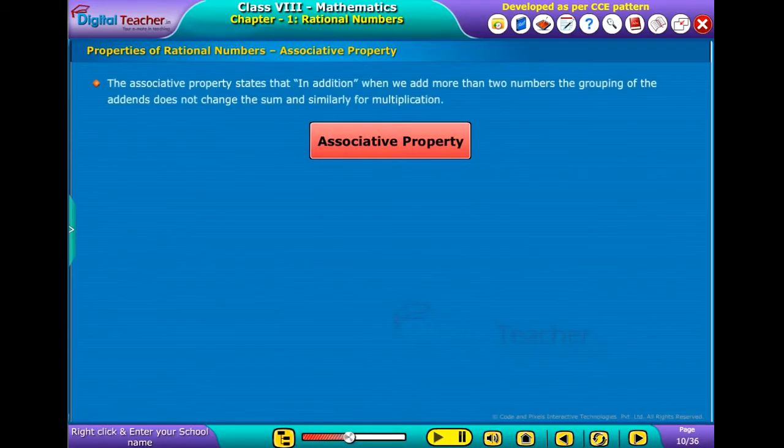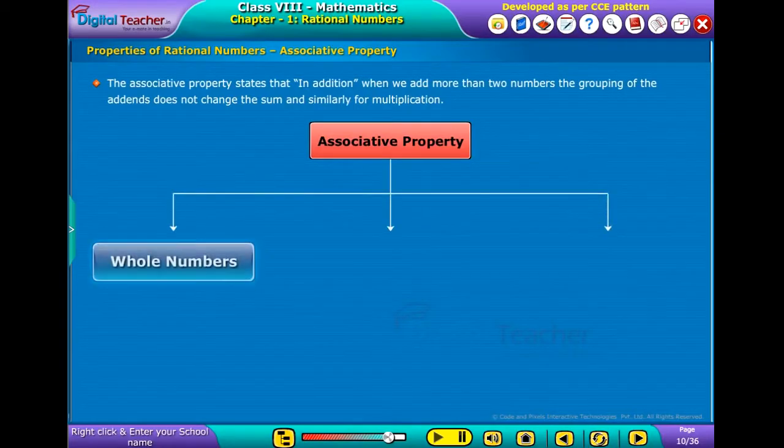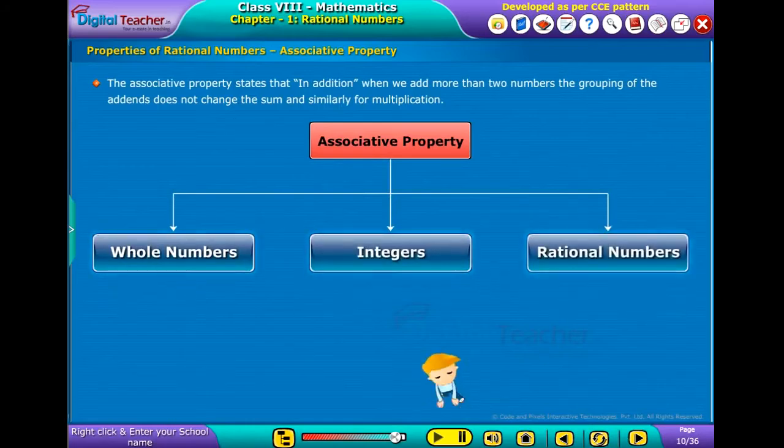Now, let us learn in detail about associative property along with the operations under whole numbers, integers, and rational numbers. The associative property states that, in addition, when we add more than two numbers, the grouping of the addends does not change the sum, and similarly for multiplication. Click each tab to know more.